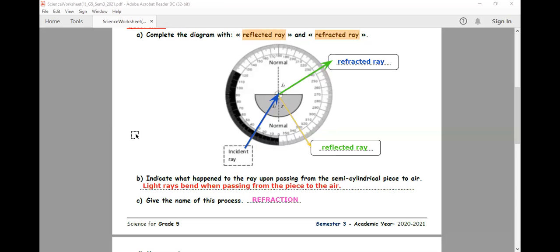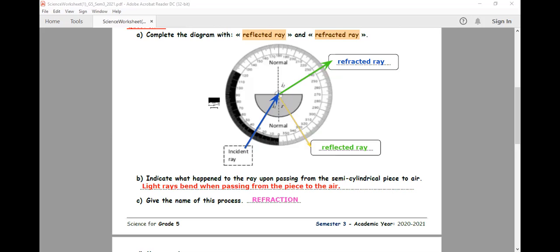For those who did not get it, so Aya is not with us. If you still did not understand what is refraction, I'm explaining it right now. Refraction is when light passes from one medium, one place, to another place. For example, from air to the water, from the water to the glass, from the glass to the air.